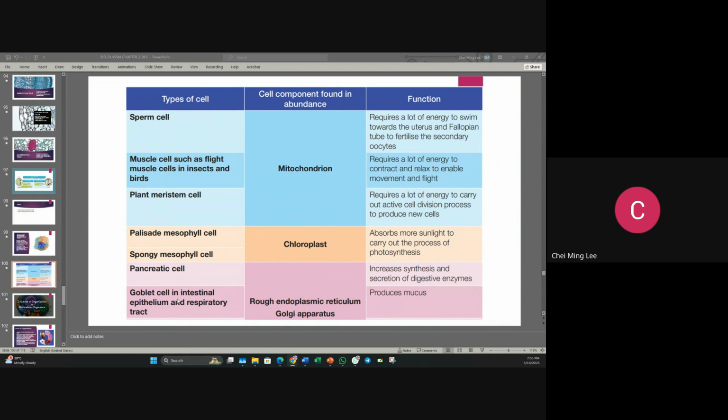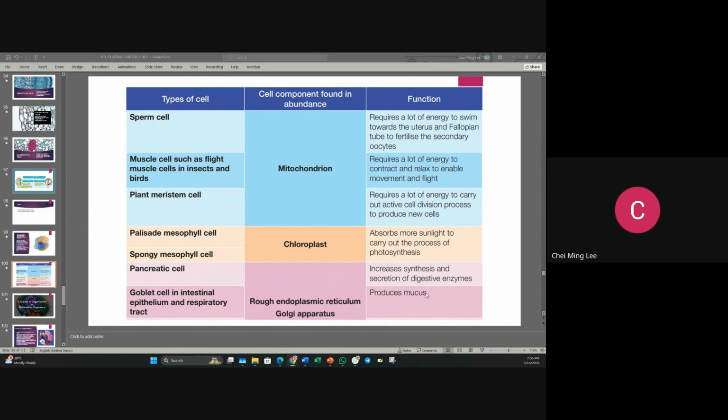Those cells need to release, like your gastric juice, all this, right? They have enzymes and hormones. Everything inside our body is protein. So that's why they have more of these two. It increases the synthesis and secretion of digestive enzymes and also produces the mucus for goblet cells.